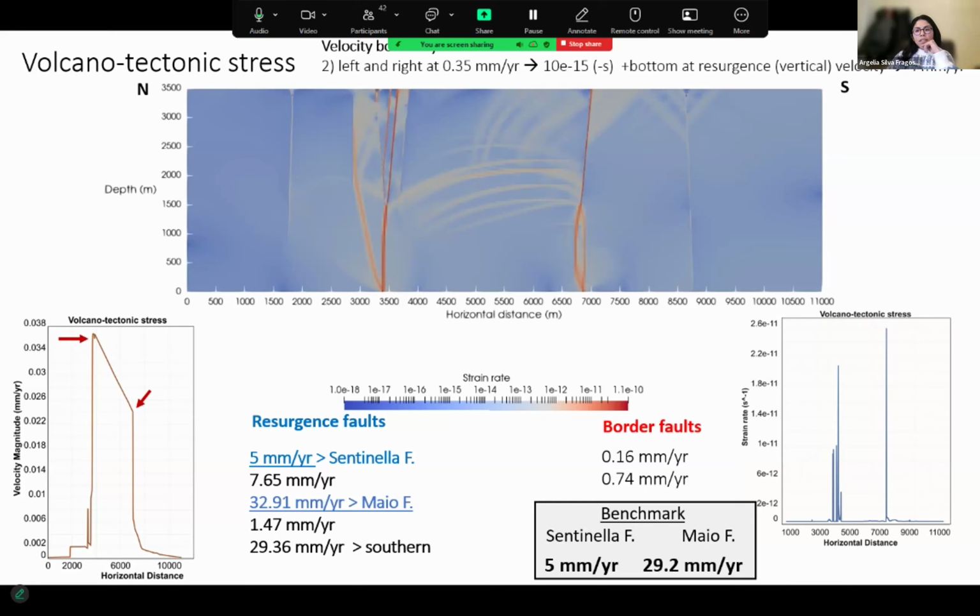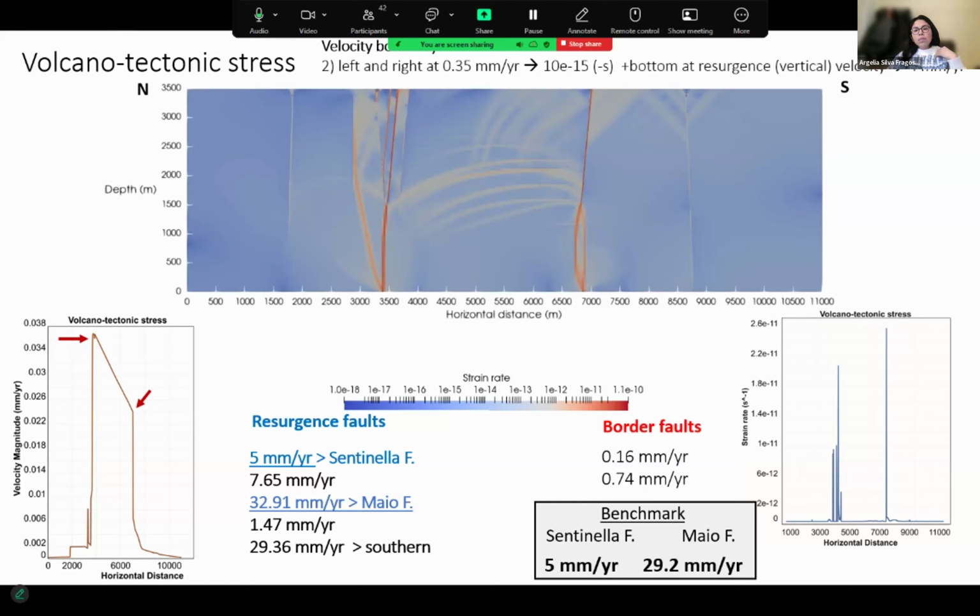When I calculate the slip rates based on these velocities, this was pretty nice, I got basically the same slip rate for one of the faults and a little bit higher for the second one, but the difference was 2 millimeters per year.